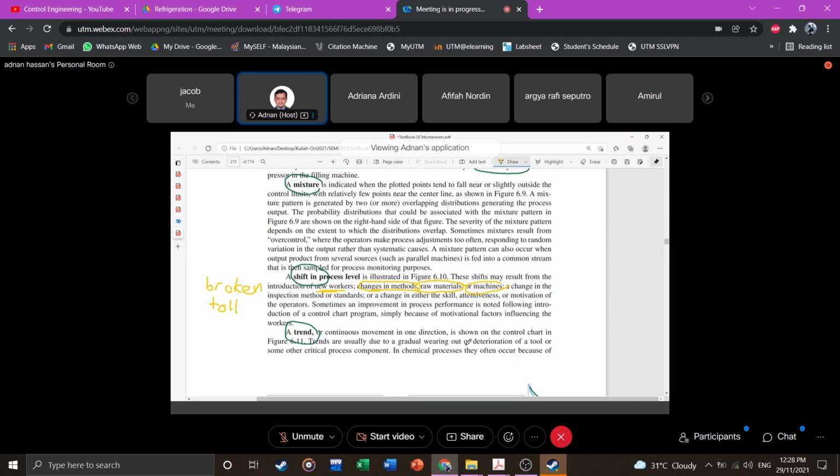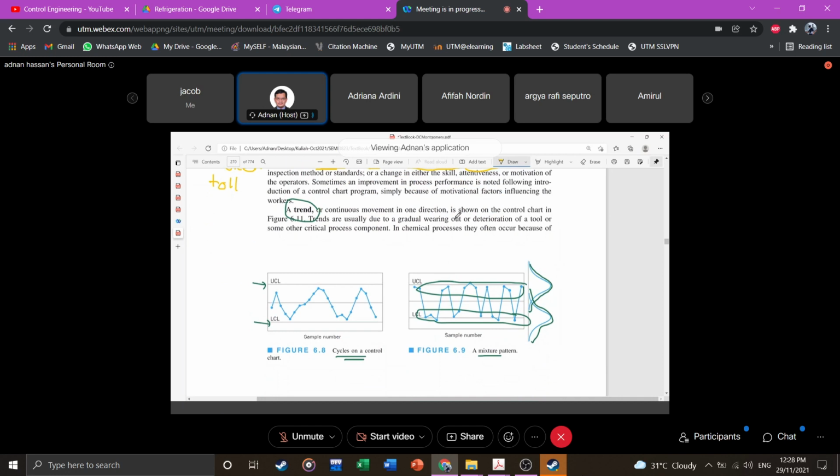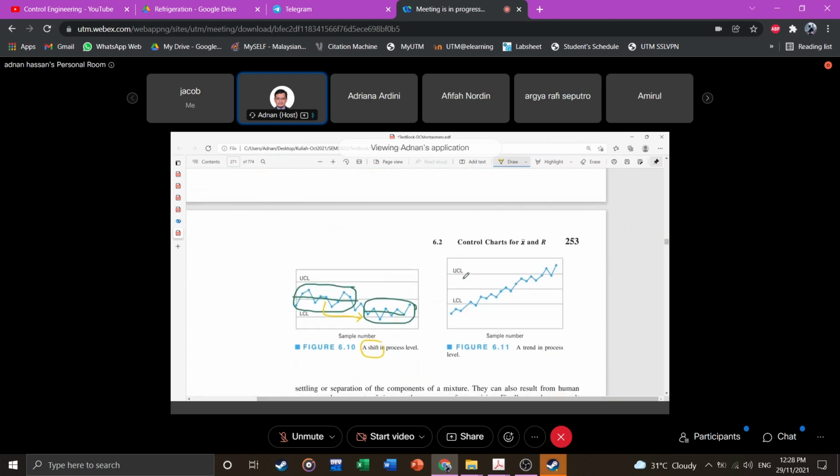What about the trend? The trend is easily described when there is gradual wearing out, deterioration. The tooling deteriorates slowly, wear takes place, so the diameter that we produce gets bigger and bigger and bigger. So a trend like this. Sometimes the trend can also go down, the trend is moving down.